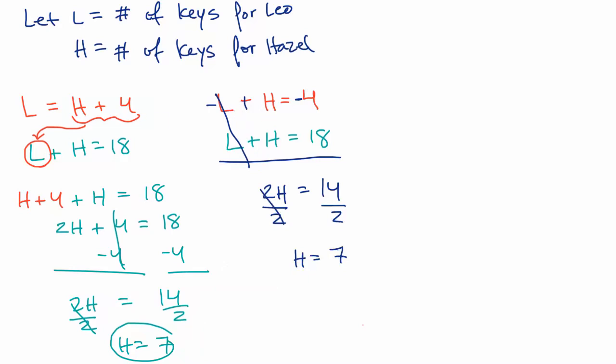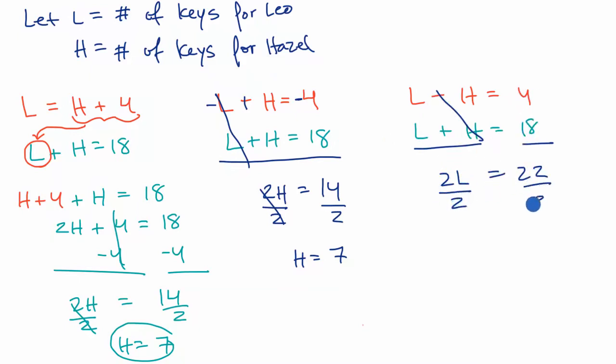You could have very easily done it the other way. You could have said L minus H is equal to 4, and L plus H is equal to 18, and then immediately just add the two sides of the equation. On the left-hand side, those would cancel out. You would get 2L is equal to 22. Divide both sides by 2, and you would have gotten L is equal to 11. But remember, they don't ask us about Leo. They're asking us about Hazel. So then we would have to substitute that back into one of these equations to figure out that H is equal to 7.